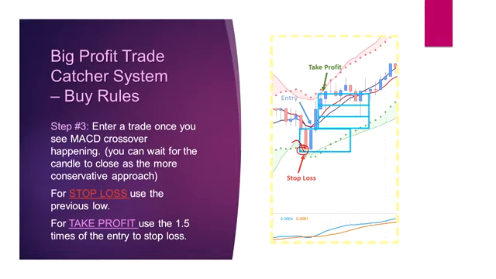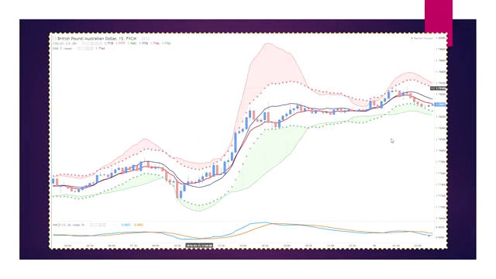And for the take profit, use 1.5 times the distance from the entry to the stop loss. So we would enter right here using this as our stop loss, and 1.5 times that distance would be our take profit. Here is another example.